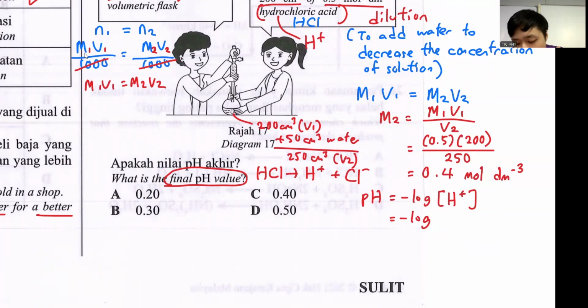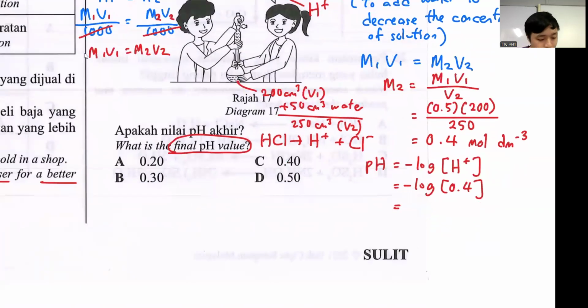If they give you sulfuric acid, then you have to be careful. Then your concentration has to be multiplied by 2, because sulfuric acid is diprotic. Okay, but this one we put negative log 0.4. You will get 0.40. So the answer is C. Yeah, so this requires 2 formulas.